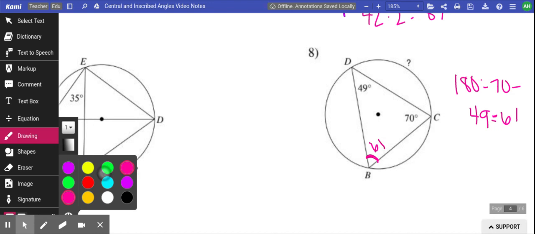So when you're trying to find the question mark, I will usually draw in a squiggle line where that question mark is, and then draw out which lines are creating that arc. So it's going to be these two. That means this is your inscribed angle, which is 61. This 61 is half of what's out here, so 61 times 2 is 122.